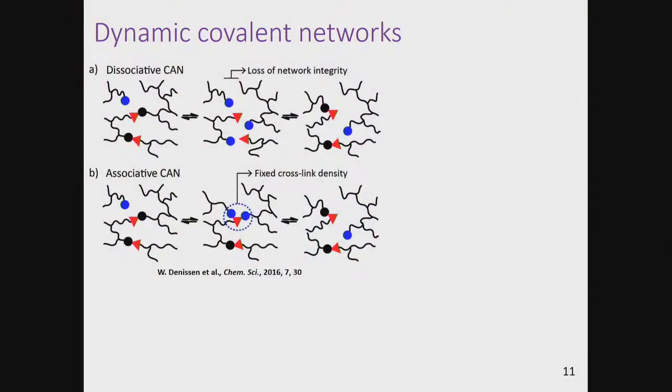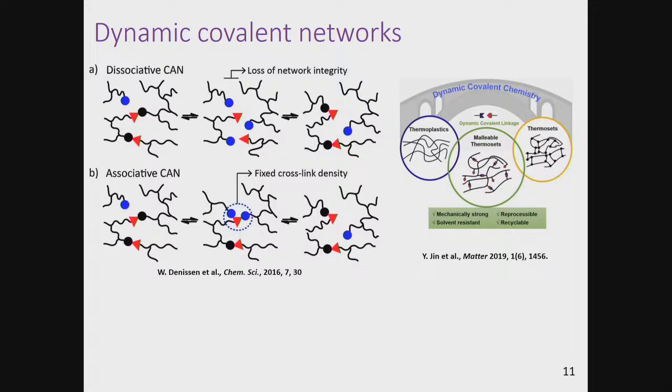The mechanism of formation of these networks can be associative or dissociative. In dissociative, the crosslink breaks first, so there is loss in the structural integrity, and then it forms another crosslink. These kinds of models describe thermoplastics better, and the models where you have first an association and then a shift in the crosslink are more suitable for Vitrimer kind of systems where you have the crosslink density to be constant.